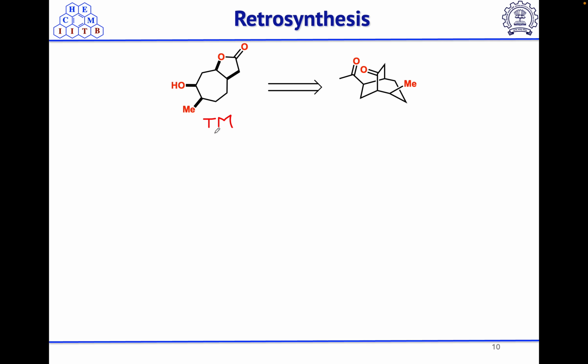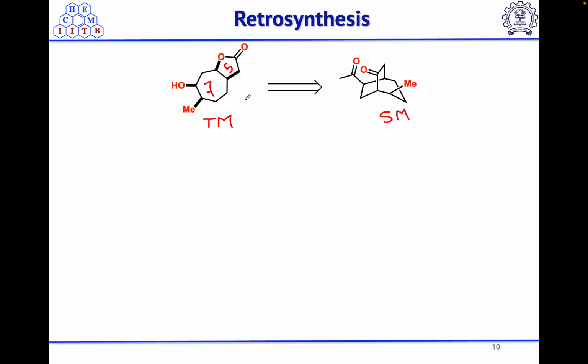So if you see this target molecule and this is the starting material, both are given in your retrosynthetic analysis. Okay, so if you see this target molecule, it is having this 7-member ring, and the next one is a 5-member ring. Okay, a 7-5 fused lactone.